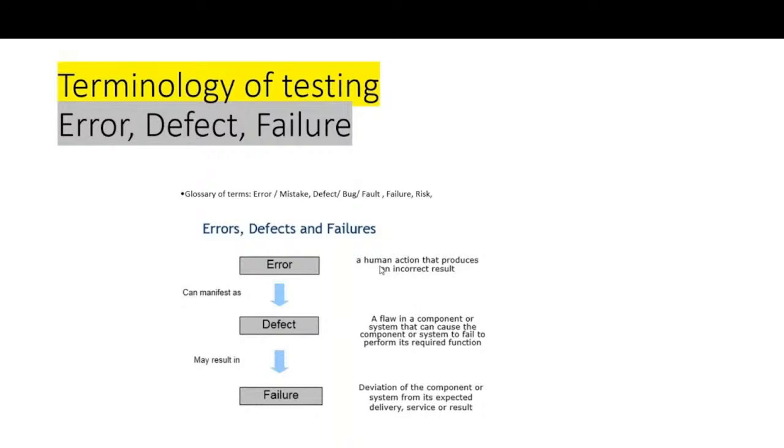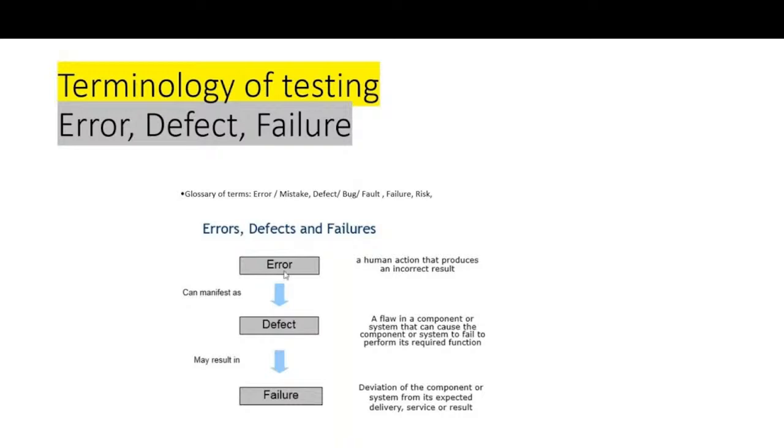Defect or bug is the same. In project terms, they might say bug or defect or something; all those things come under the same thing. Defect or bug is the same, and fault is also the same. Here, if you see error or mistake, defect, bug or fault, failure or risk, these are all the same terminologies. So don't get confused.